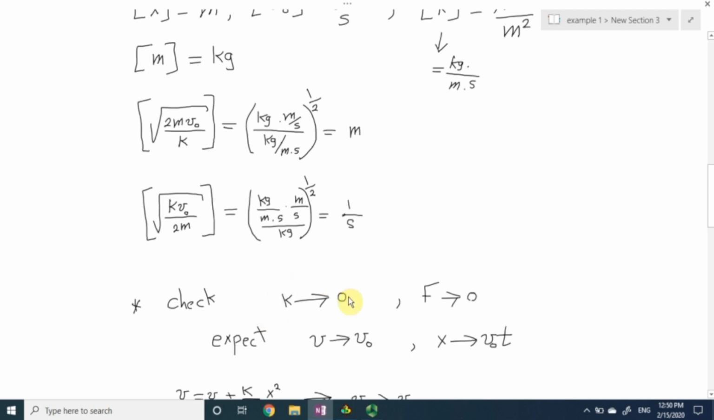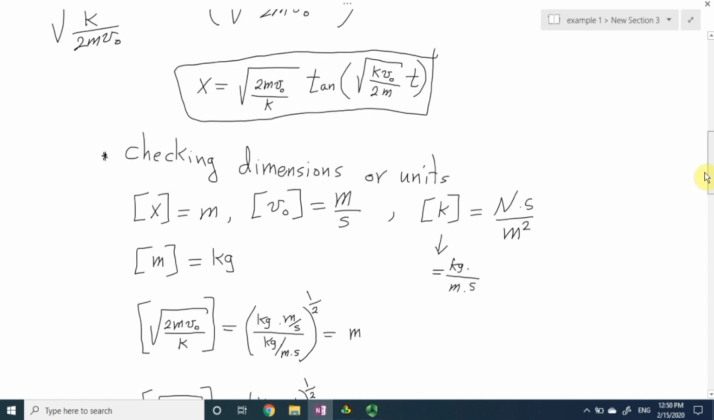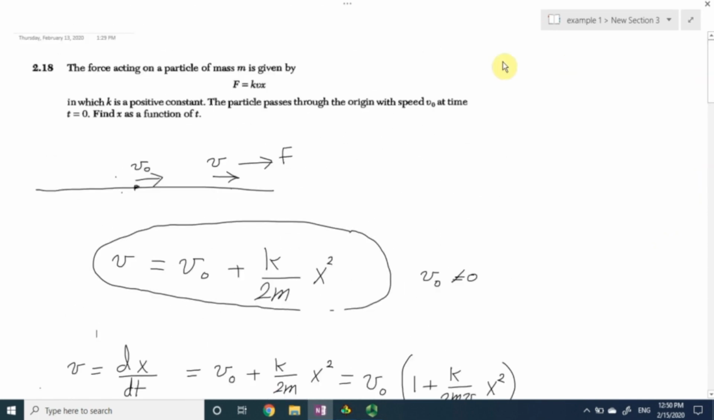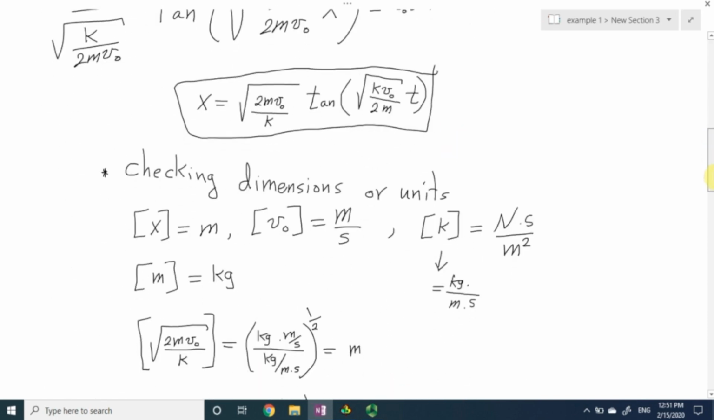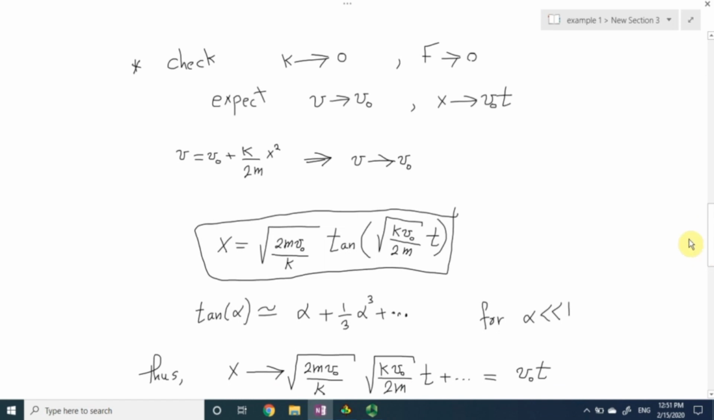Let's try to check this limiting case. That's k goes to 0. Now what does it mean physically? The constant k becomes so small that the force itself, if you look at the dependence of the force on the constant k, it's linear in k. So as k, this constant, goes to 0, it becomes very small, the force becomes so small. So in the limit that k goes to 0, the force should go to 0.